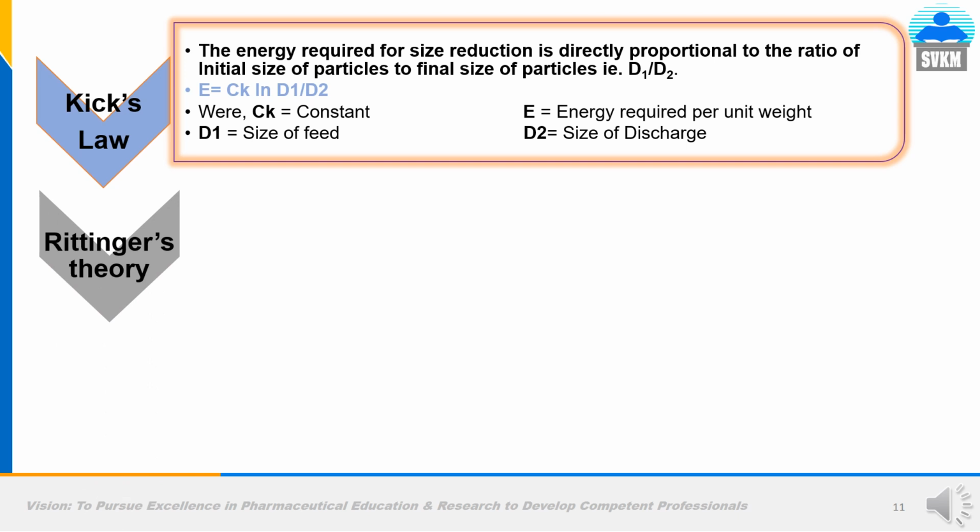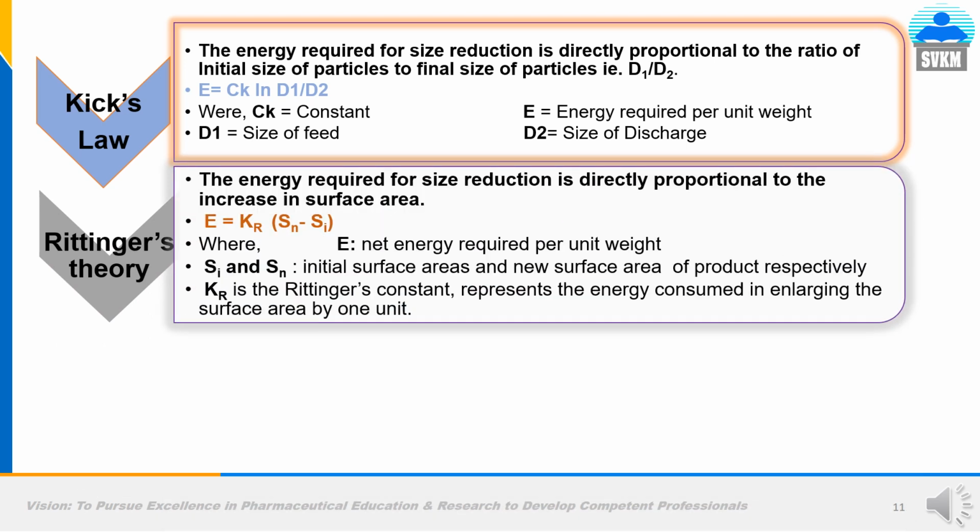Next law, Rittinger's law. The statement of Rittinger's law is that the energy required for size reduction is directly proportional to the increase in surface area. See, in case of Kick's law, if we apply the energy, then the size reduction will take place. How much energy is required to break the particles depends on what particle size we require. If we require coarse, fine, or microfine, it depends on that. Depending on the requirement of particle size, energy is required in case of Kick's law.